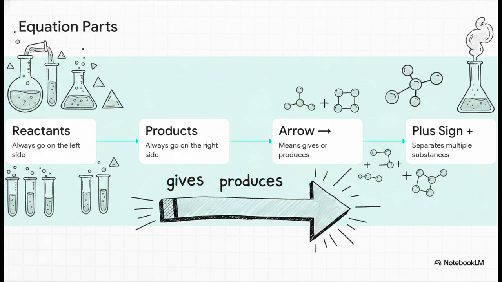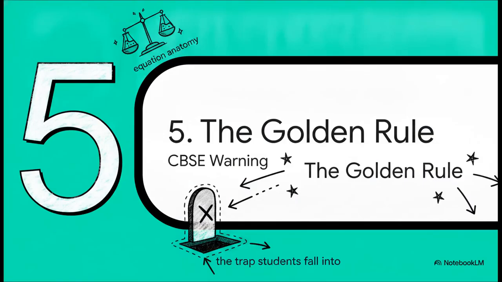Step 3 is that really important arrow pointing to the right. That arrow is vital. It translates to gives or produces. And finally, Step 4, the plus sign. We use this to separate multiple substances, whether you have two different reactants mixing together on the left, or maybe two different products being formed on the right. And this leads us to Section 5, the golden rule.